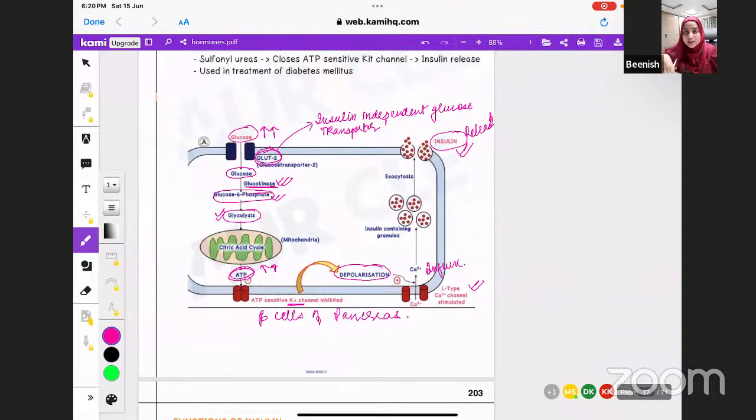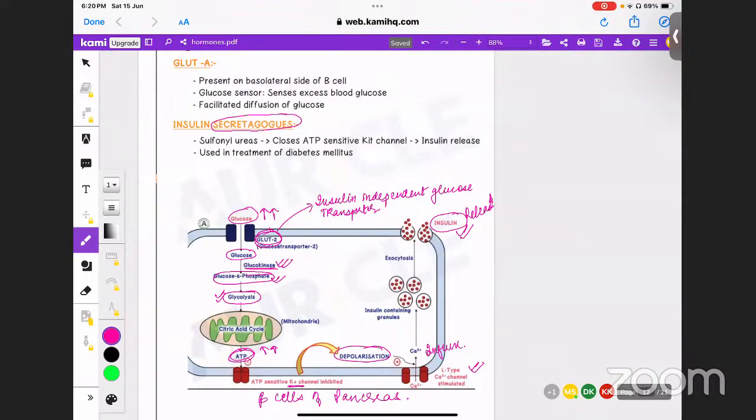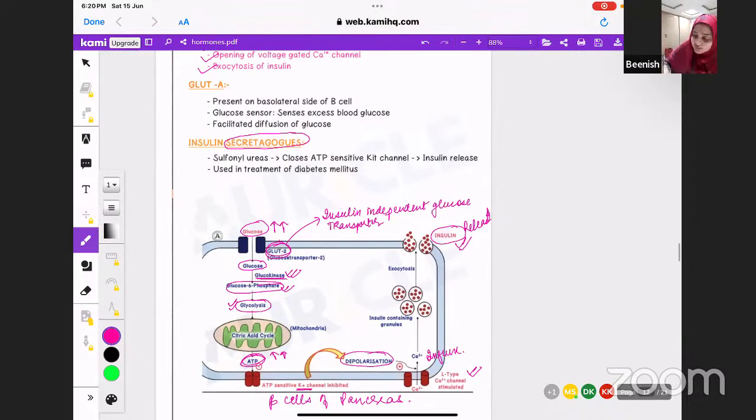Now, one important term is secretagogues. Okay, now what are secretagogues? A secretagogue is a substance which promotes secretion of insulin.